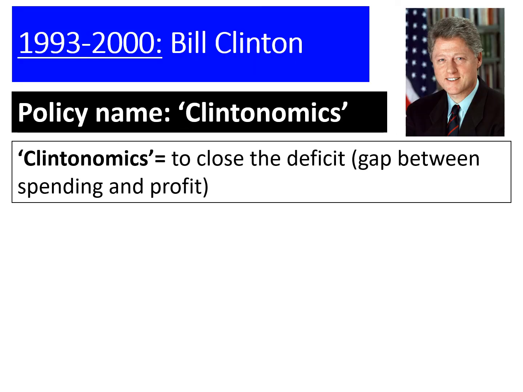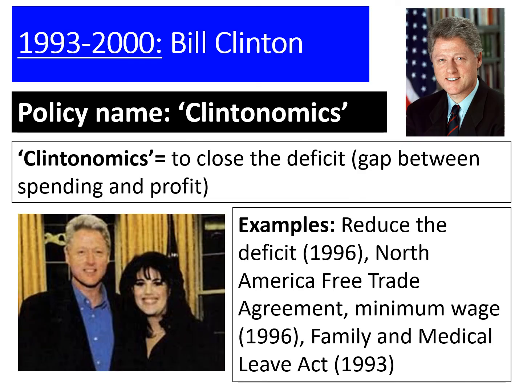And then finally, we've got Democrat Bill Clinton, who sees off the rest of the 1990s as president. His policy is given the name Clintonomics. This means he wants to close the deficit, which is the gap between spending and profit, which he does very successfully. There's a very famous picture with the number 0%, which is the deficit. So he manages to close that gap in 1996. One of the ways he does this is by signing the North America Free Trade Agreement, which basically increases trade within America, which helps boost the economy and profit.